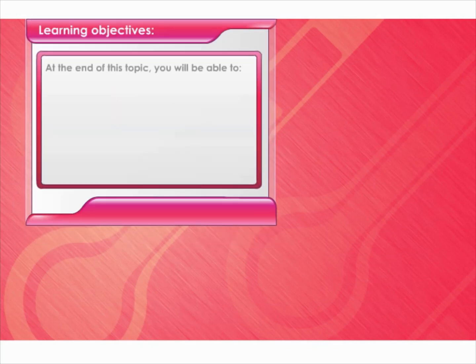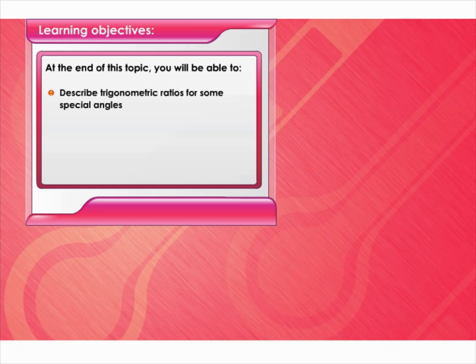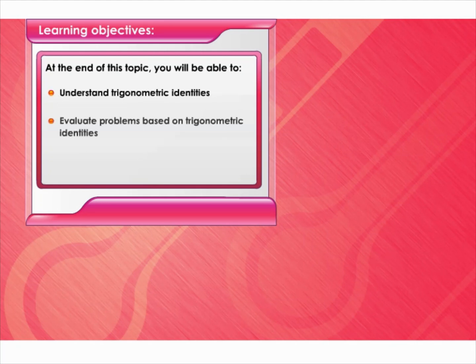Learning objectives. At the end of this topic, you will be able to describe trigonometric ratios for some special angles, learn trigonometric ratios of complementary angles, understand trigonometric identities, and evaluate problems based on trigonometric identities.